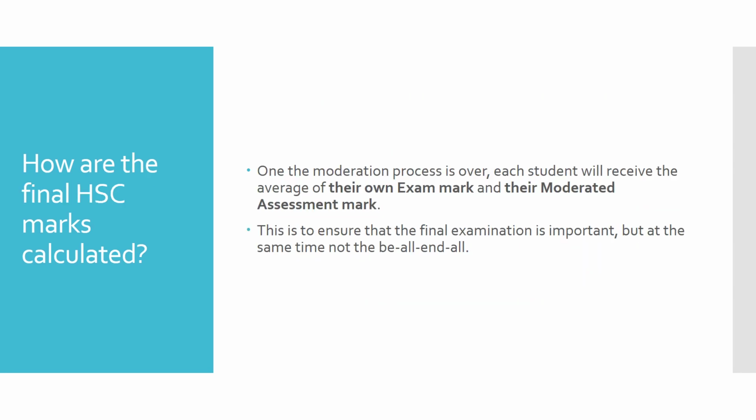So once that moderated assessment mark has been given to everyone, and everyone also has their own exam mark, the final HSC mark is then calculated. The average is taken of each person's exam mark and their moderated assessment mark, which came from that mark pool. That average is the final HSC mark, which is the big number that determines how well you went in the subject. There's nothing after that. That is the final mark.